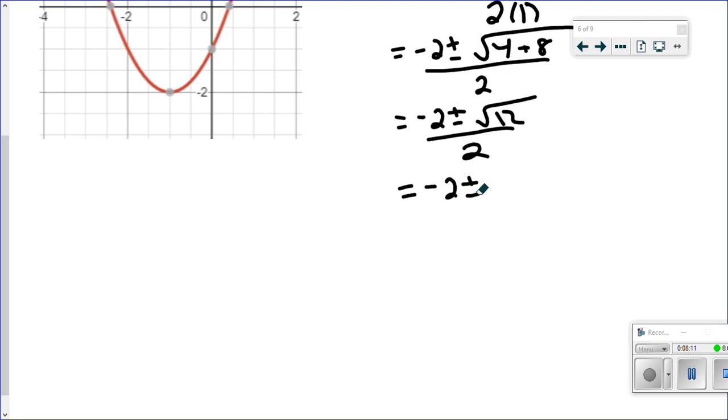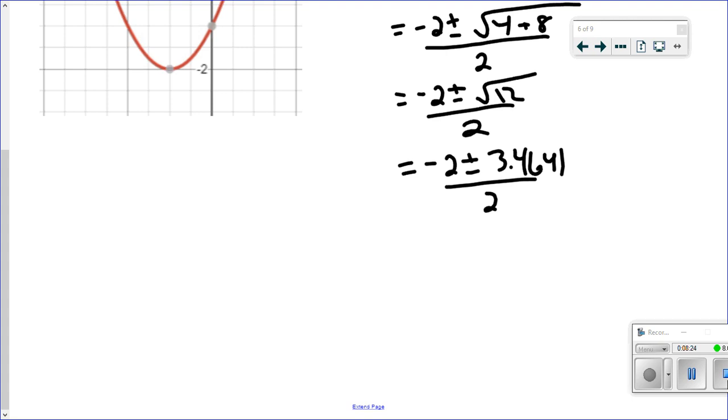Now, I would fully expect that you guys would need a calculator for this, and to be honest, I did as well. I did everything else in my head, but when it came to the square root of 12, I can't do that.